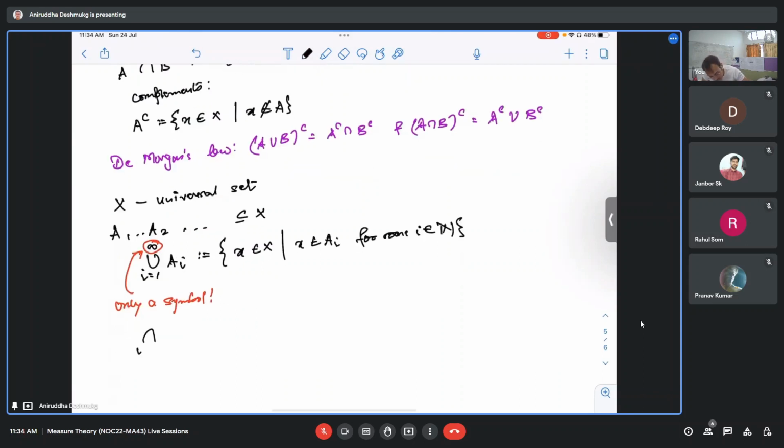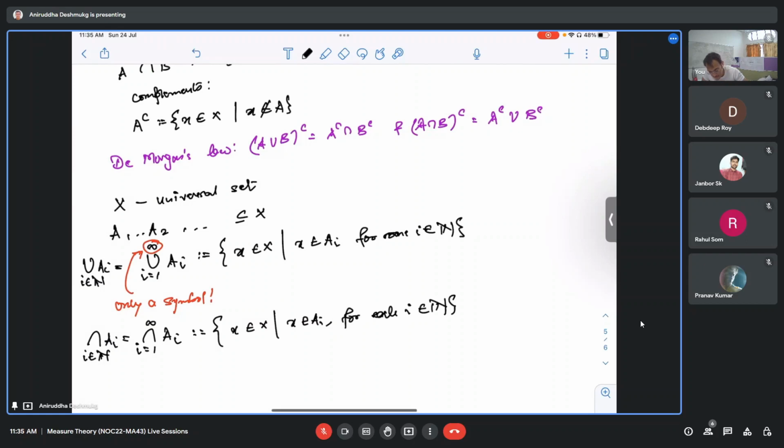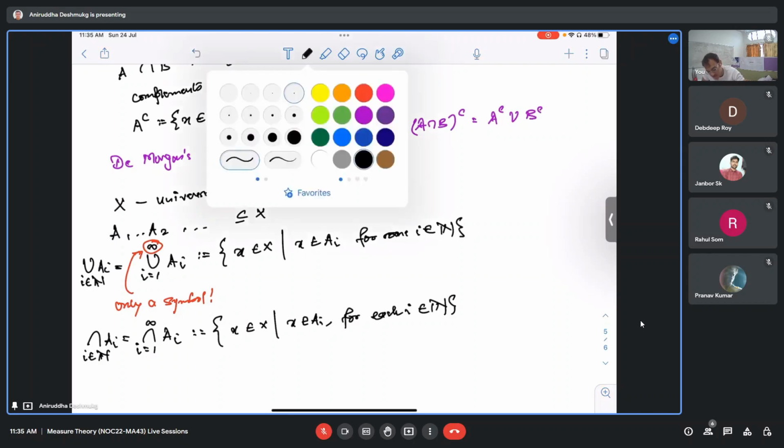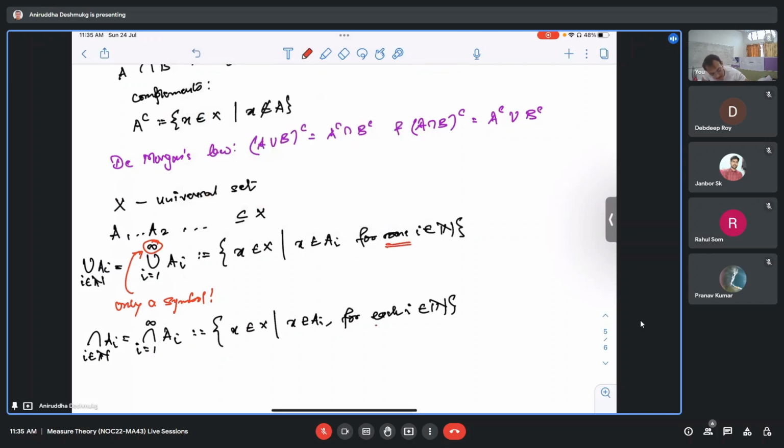And similarly, we have this intersection from 1 to infinity of Ai. Just a matter of notation, sometimes it is written like this as well: union over i in N of Ai, and this will be written as intersection over i in N. These are defined as the collection of all those x which are in all of the Ai. So x is in Ai for each i. Notice that here I have written for some, and here I am writing for every.